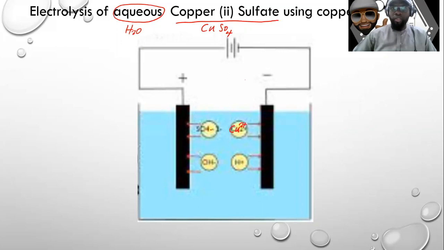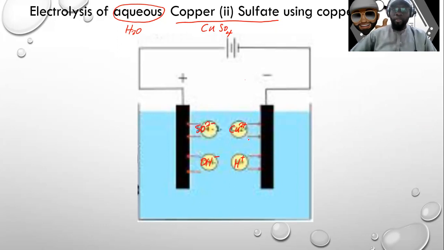Now the ions that will come from copper sulfate are the copper ions, Cu2+ ions, and SO4 2- ions. So these are the two ions that will come from your copper sulfate. From water, when water partially dissociates, it produces H+ and OH- ions. So the ions to be considered from water are H+ ions and OH- ions.